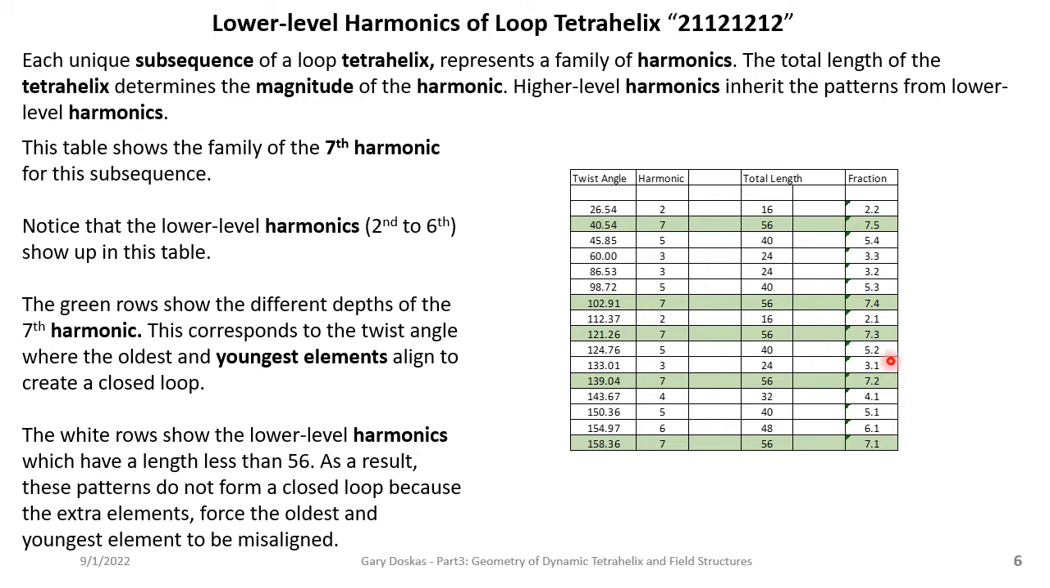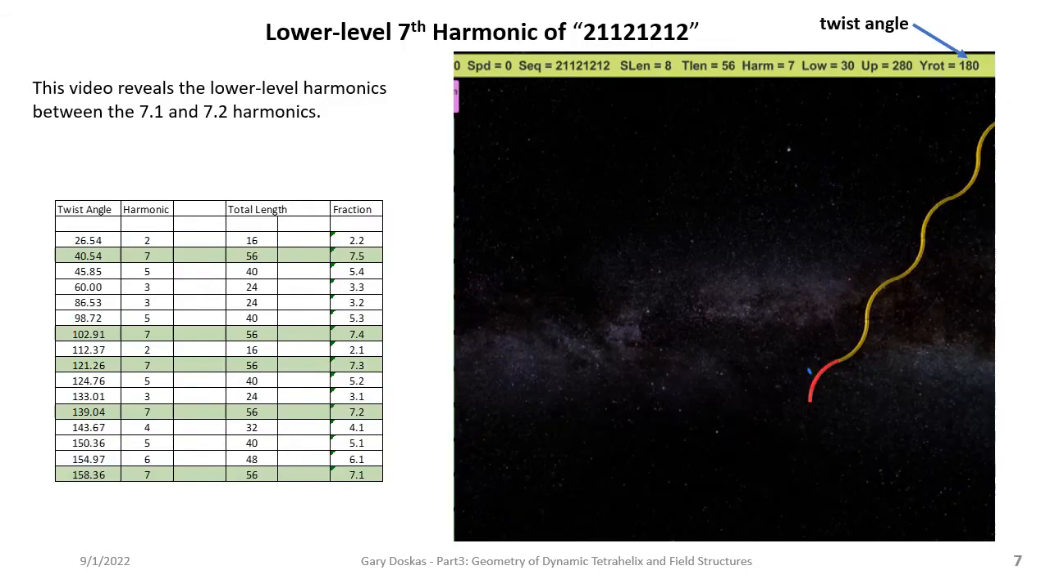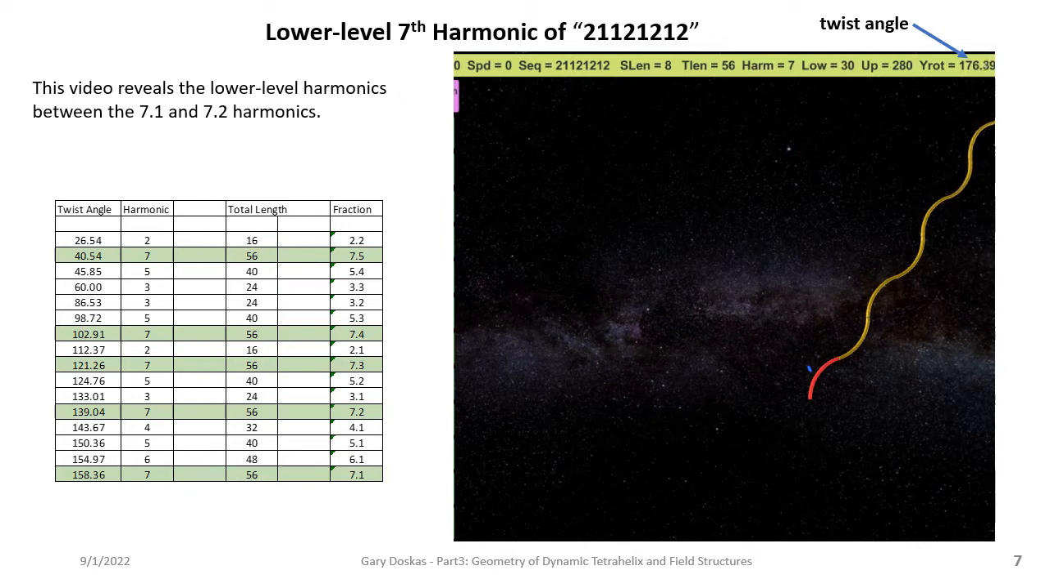The green rows show the different depths of the 7th harmonic. This corresponds to the twist angle where the oldest and youngest elements align to create a closed loop. The white rows show the lower-level harmonics, which have a length less than 56. As a result, these patterns do not form a closed loop because the extra elements force the oldest and youngest element to be misaligned. This video reveals the lower-level harmonics found between the 7.1 and 7.2 harmonics.